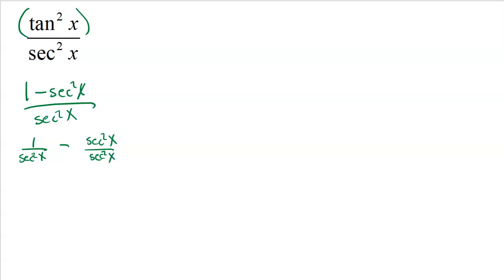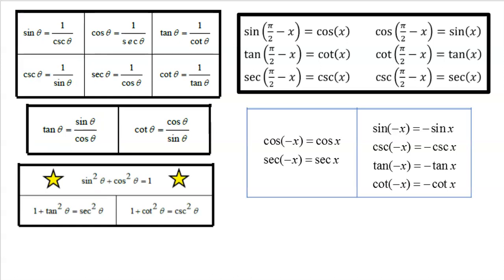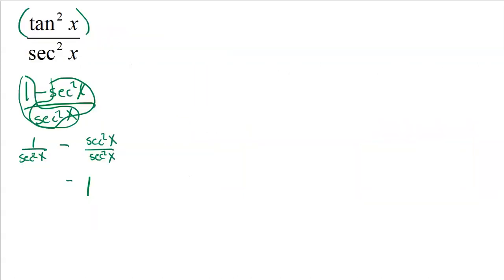It's actually like reverse combining fractions. I'm just separating it. Secant squared divided by secant squared minus 1 divided by secant squared. Okay, well, this one's easy. Secant squared divided by secant squared is just 1. And 1 over secant squared. Oh, wait a minute. 1 over secant is cosine. That's a reciprocal identity. Therefore, 1 over secant squared is cosine squared.